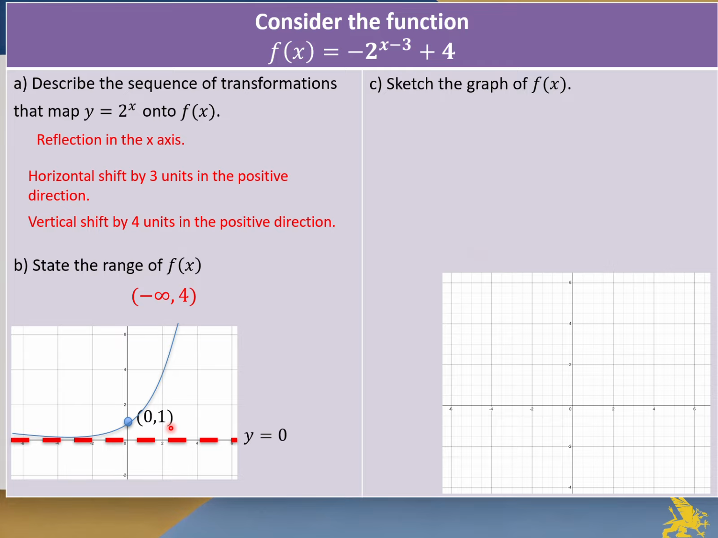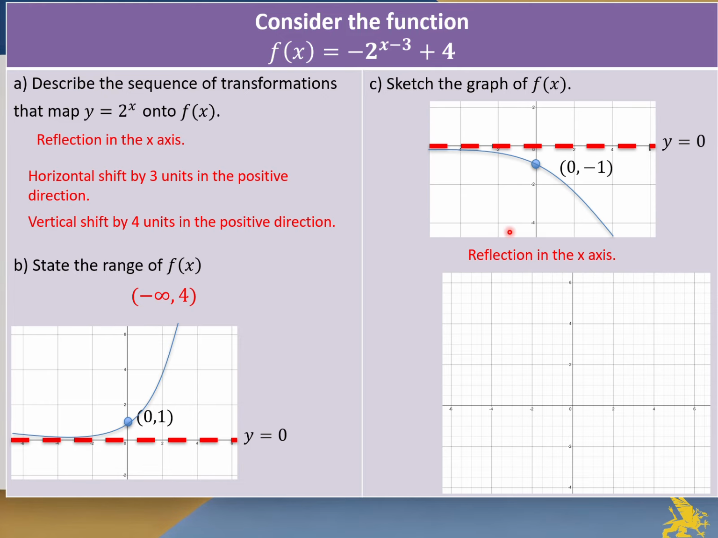The next part is reflection. That means it's going to be reflecting in the x-axis, so now it's going through (0, -1). Then I look at the translation. So I've still got the original point that I've started off with, (0, -1). I know it's going up 4 units, and then I know it's going across 3 units. That gives me my next point.